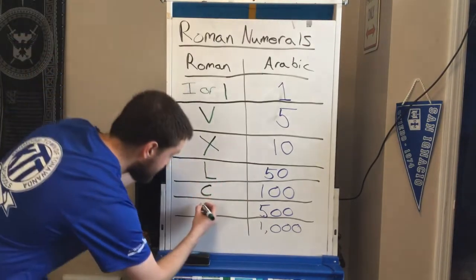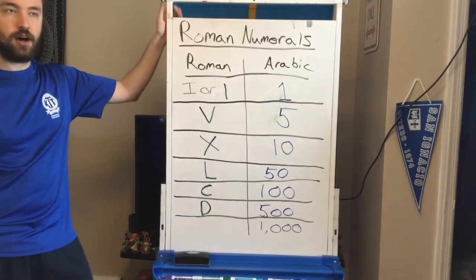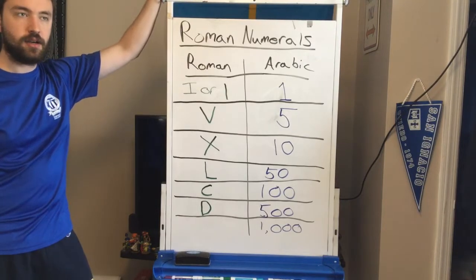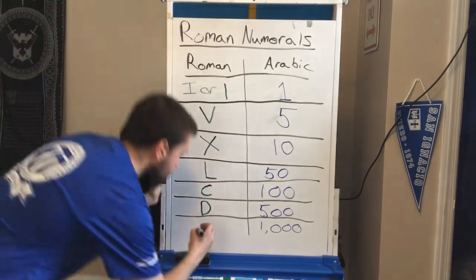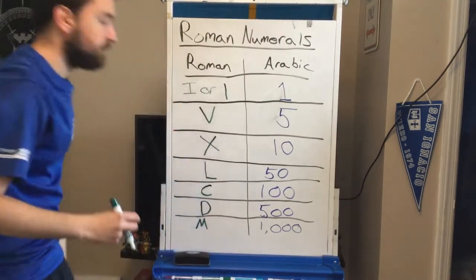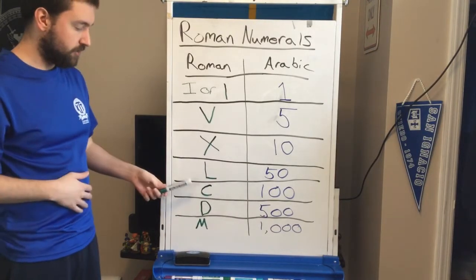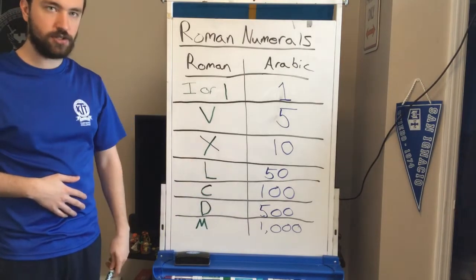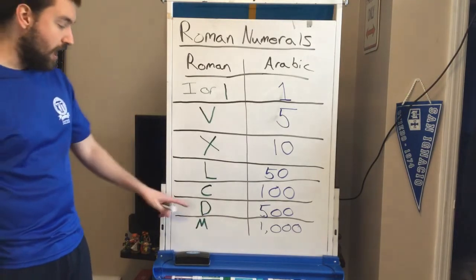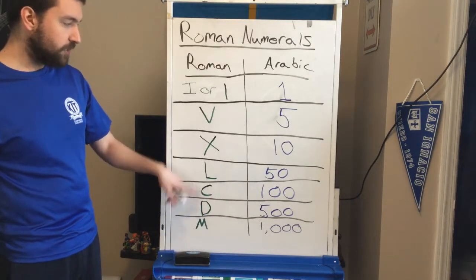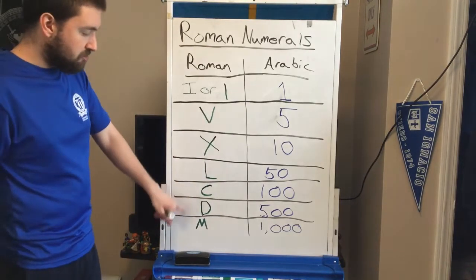Now, 500 is a D. Don't know why. Haven't really thought of a good thing in my head to remember that by. And the last one is 1,000, and that's an M. Now, a millennia is 1,000 years. So we have century as 100 years, and millennia, M, is 1,000 years. So there's a little trick to help you remember. I don't know why they didn't pick D for 10, because 10 years is a decade, but I don't know. This is just how it is.